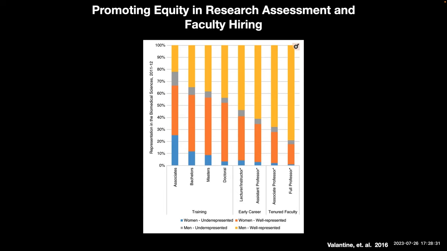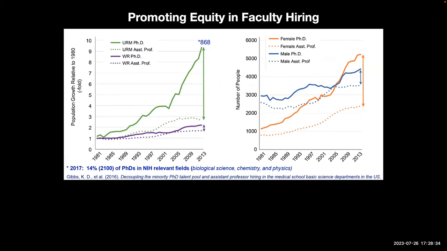And this point is made even more clear in a paper from Kenny Gibbs, where he and several other people did an analysis of what happens to the academic faculty pool, given that the training pool has been diversified so extensively in the last decade. Here he is demonstrating in these two graphs the incredible disparity between how many trainees we train in our academic environments and how many of them actually go on to get faculty positions. This is true for people from historically excluded groups, so these are racial or ethnic minorities in this first graph. And then this is also true for women, right?